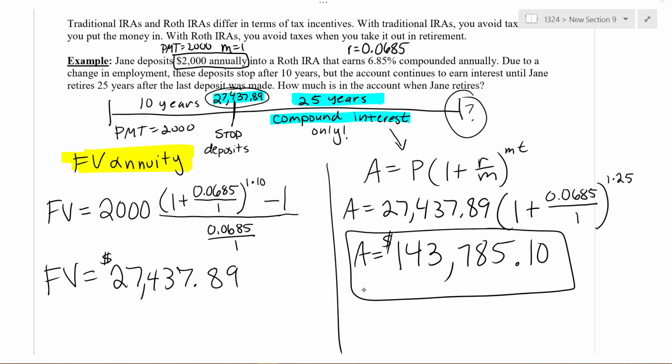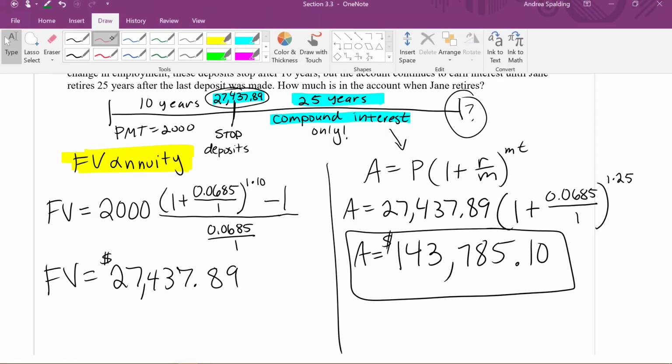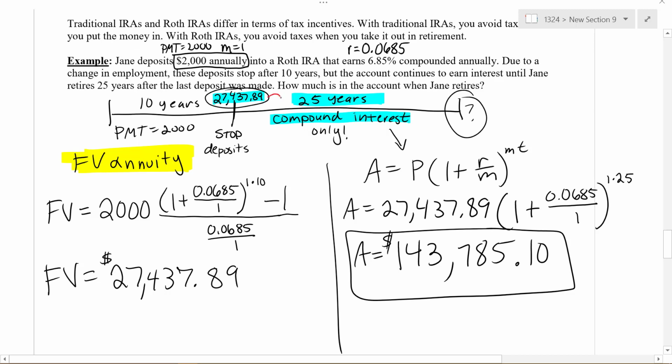Now some people think, oh, I need to add the $27,000 to this final amount, and that is not the case. So you want to be careful here. This $27,000 was deposited into this account at the very beginning of the 25 years. So that $27,000 is already in this future value. So we do not need to take the 27 and add it to this. This is the final amount that she has in the account after everything has been calculated in.